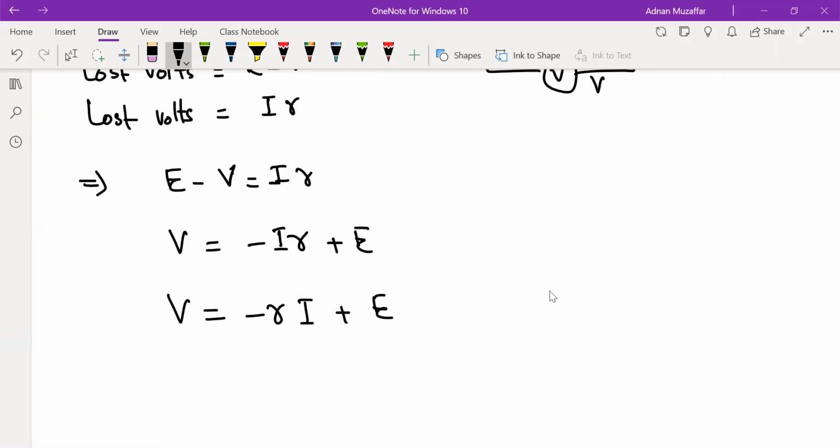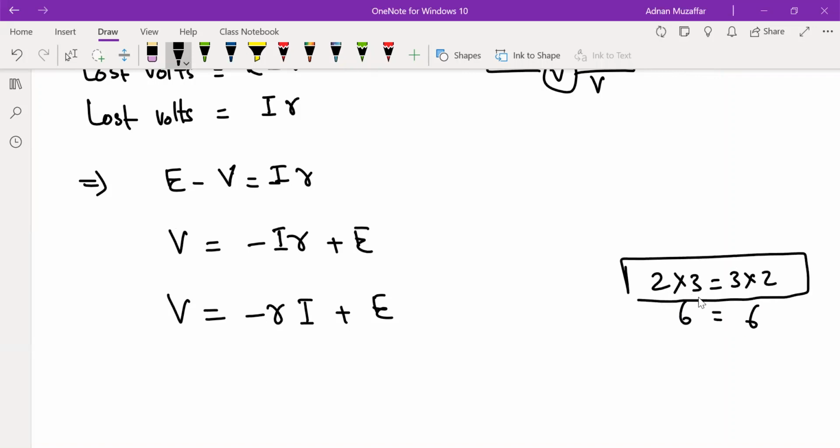Why do I want to do this? 2 into 3 or 3 into 2 are the same thing, no? In multiplication, both will give you 6. So it doesn't matter if you change the order in multiplication. So I into R or R into I is the same thing. Why I'm writing it, it will be clear in 1 minute.